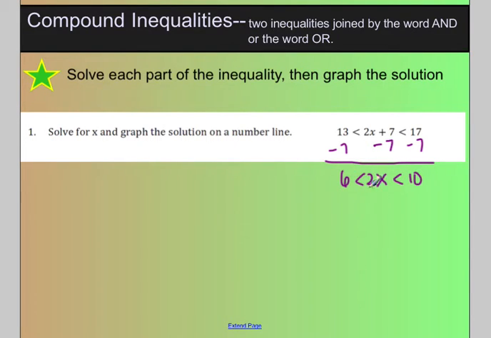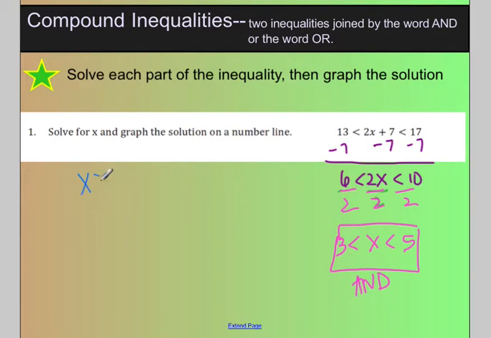Now my last step is to get x by itself. I would divide everything by 2. I didn't divide by a negative, so I don't need to flip my sign. So it's 3 is less than x is less than 5. So there is my solution. When I write it like this, this is an and statement. Okay, so let's go ahead and graph it. We can really graph it in 2 parts. x is greater than 3 and x is less than 5.